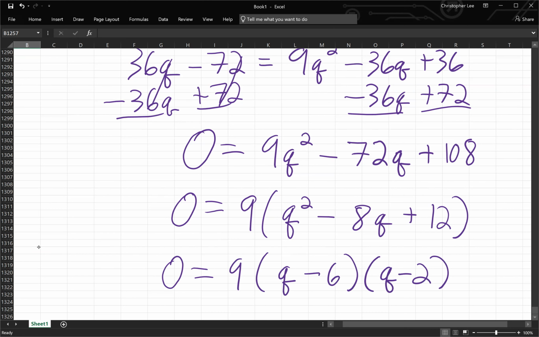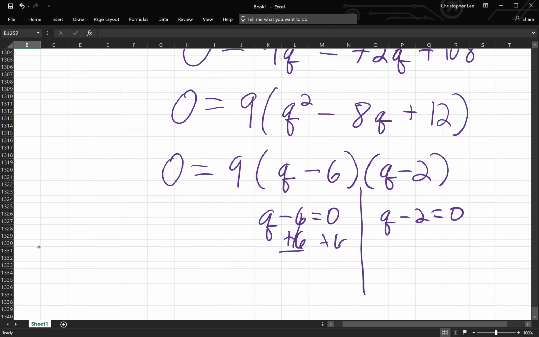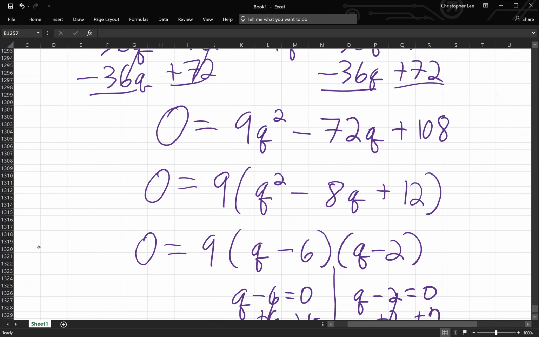And then you already know, set them both equal to 0, right? Q minus 6 equals 0. Q minus 2 equals 0. I'm going to add 6 to both sides. What we do to one side, we do to the other. So Q is equal to 6. Add 2 to both sides. So Q is equal to 2. Right after that, you already know, we got to check that out. We got to check out that 6 and that 2.